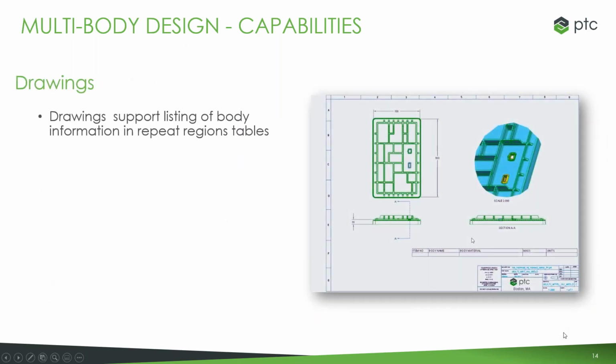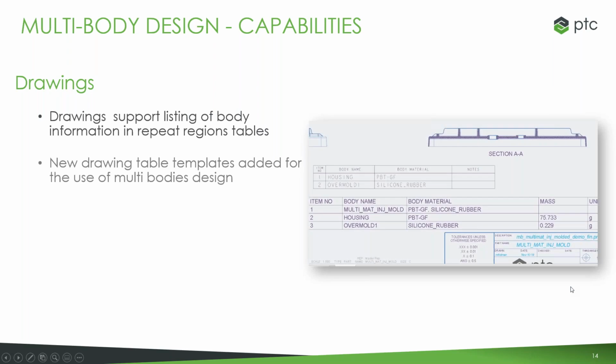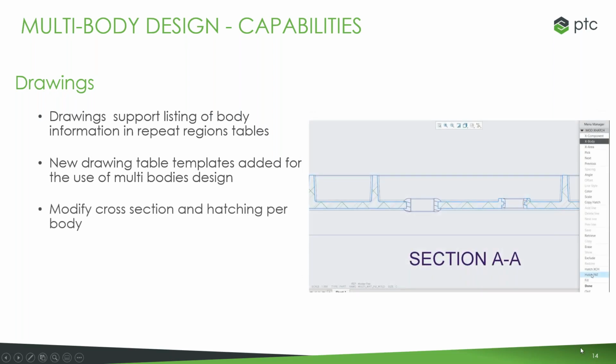Okay, talking about drawings and then our Unite technology, and we'll hop into the demo. So drawings also support the work that's done with multi-body. If you have multiple bodies defined in a part, and you bring it into a drawing, you can see that body breakdown in the drawing as well. So it can list the body information. It can bring it into repeat regions for tables. You have the drawing template that's added for the use of multi-body design, so you can even take it into account in the template. And then you can start doing different things with it.